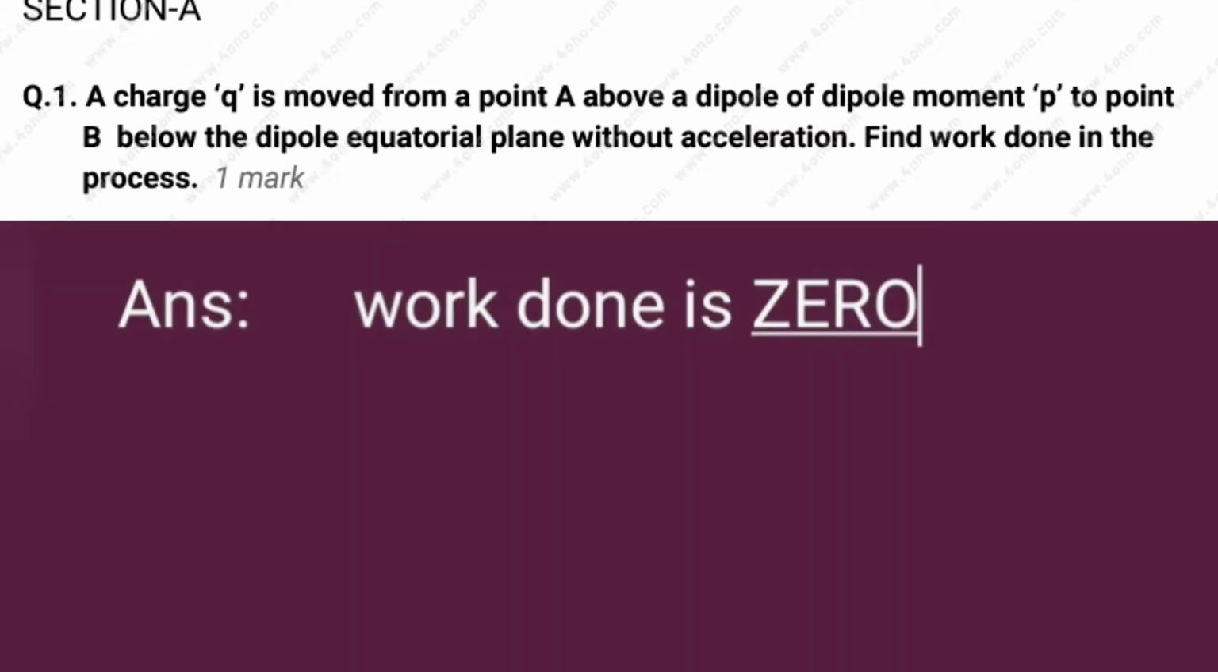Work done is 0 because potential due to a dipole at its equatorial plane will always be 0. From the question itself, it is clear that A and B lie on the equatorial plane of the dipole. As they lie on the equatorial plane, the potential at B as well as A is equal to 0. As a result, work will be 0 because work is nothing but potential into charge. Since potential is 0, the work is equal to 0.